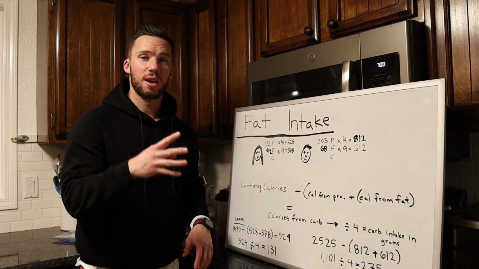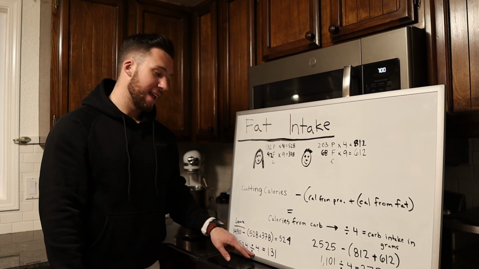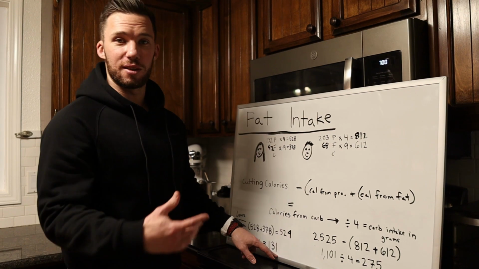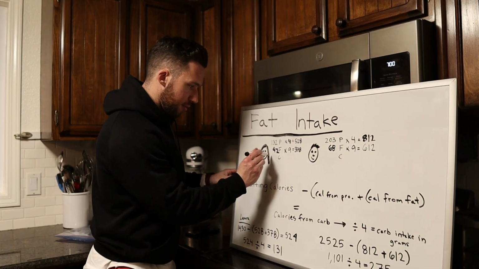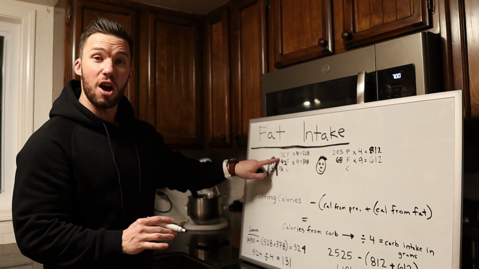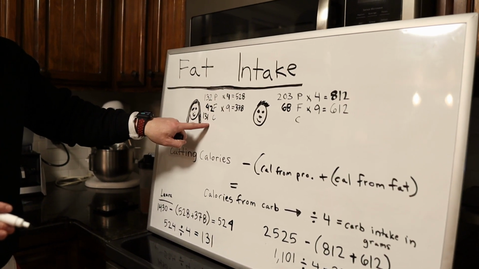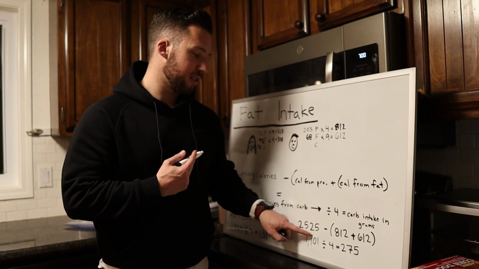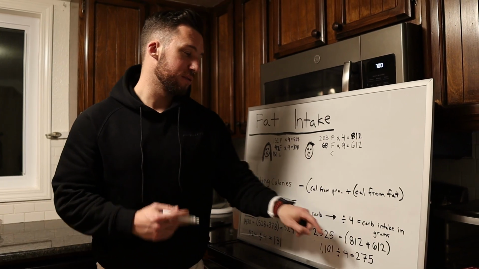Since there's 4 calories in each gram of carbohydrate, we have to take this number, 524, and divide it by 4. That's going to give her 131. So she's going to be consuming 131 grams of carbohydrates. So we'll write that right here. Now my wife's macros are set. She's going to have 132 grams of protein, 42 grams of fat, 131 grams of carbs. For myself, my cutting calories were 2,525, and I'm subtracting my calories from protein and my calories from fat.